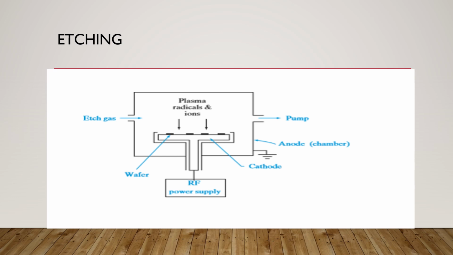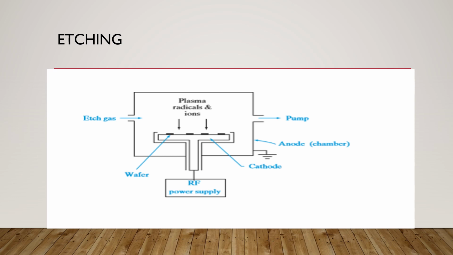The most popular type of plasma-based etching is known as reactive ion etching. In a typical process, an appropriate etch gas such as chlorofluorocarbons flows into the chamber at a reduced pressure of 1 to 100 millitorr, and a plasma is struck by applying an RF voltage across a cathode and anode.